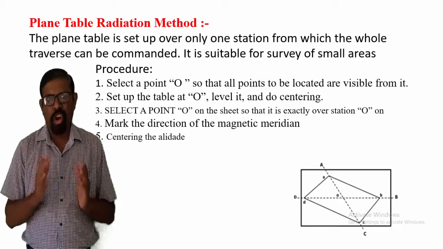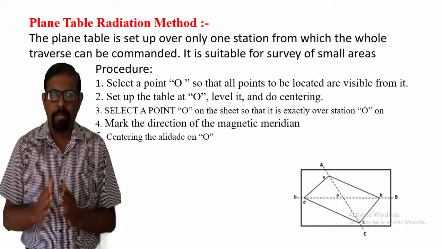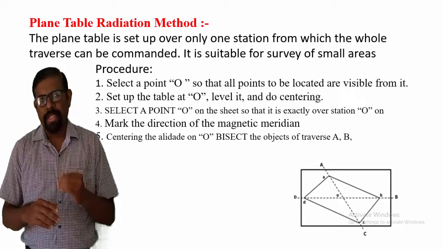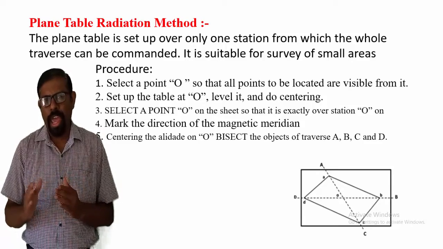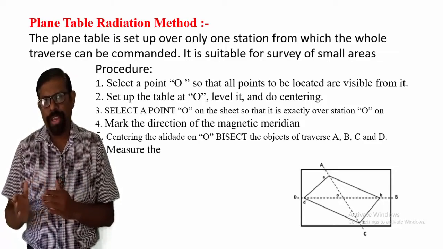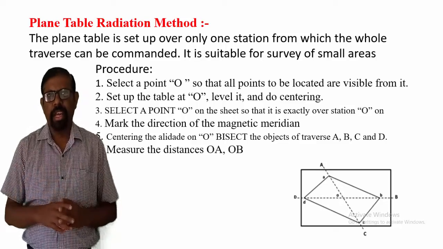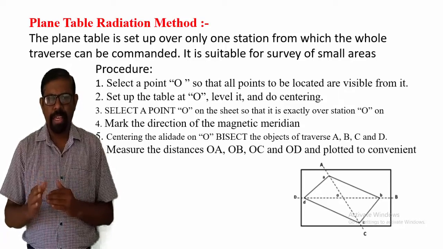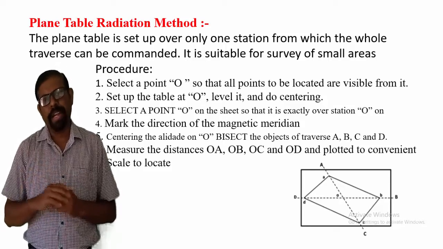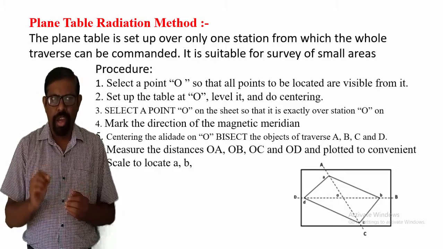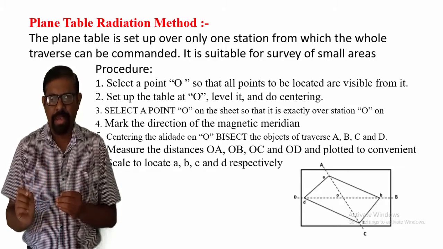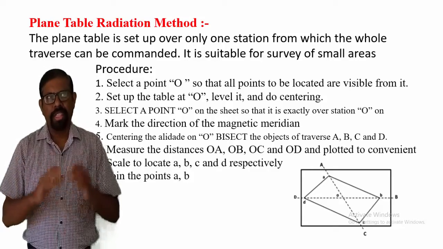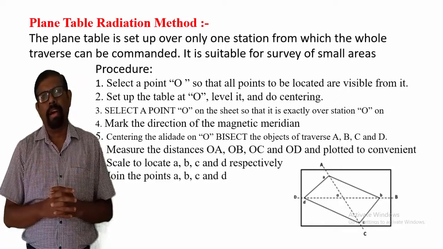Bisect the objects of the traverse A, B, C and D, E and so on. Then measure the distances OA, OB, OC and OD and plot them to a convenient scale to locate a, b, c and d respectively. Eighth, join the points a, b, c and d on the paper. So these are the procedures of the plane table survey.